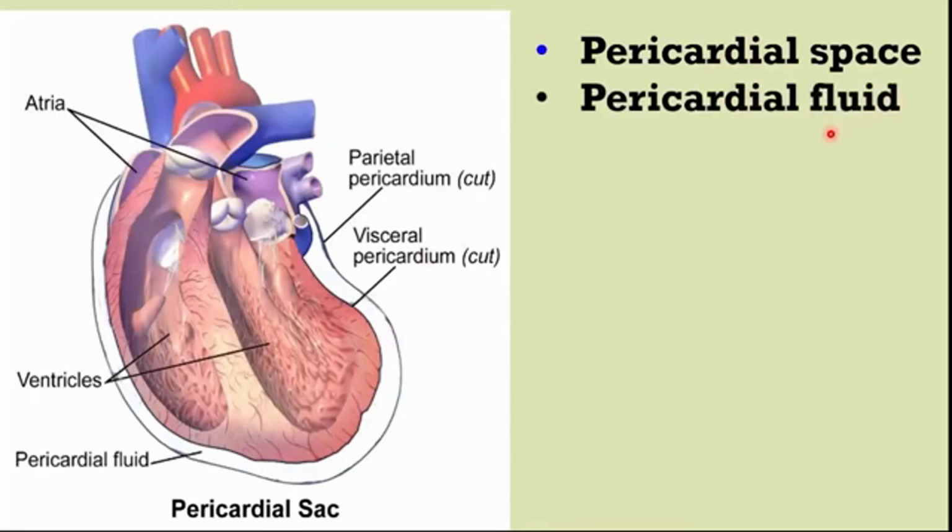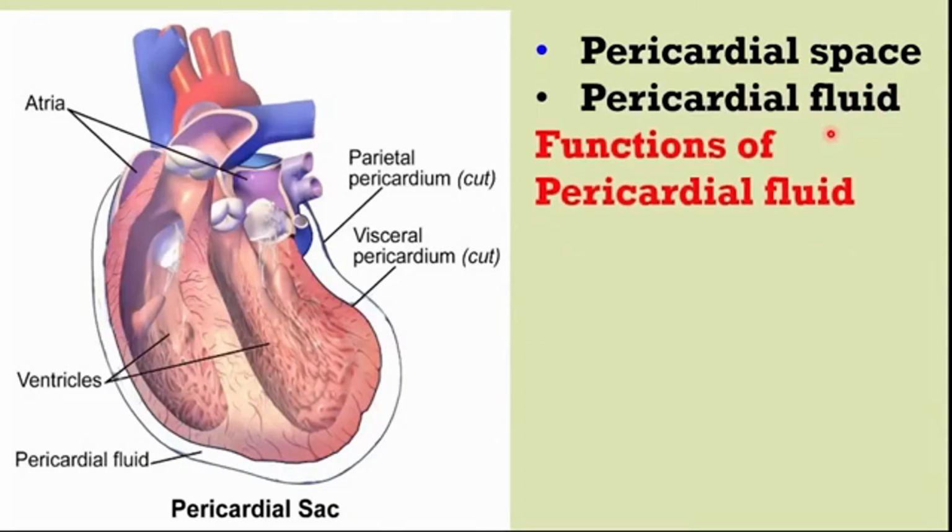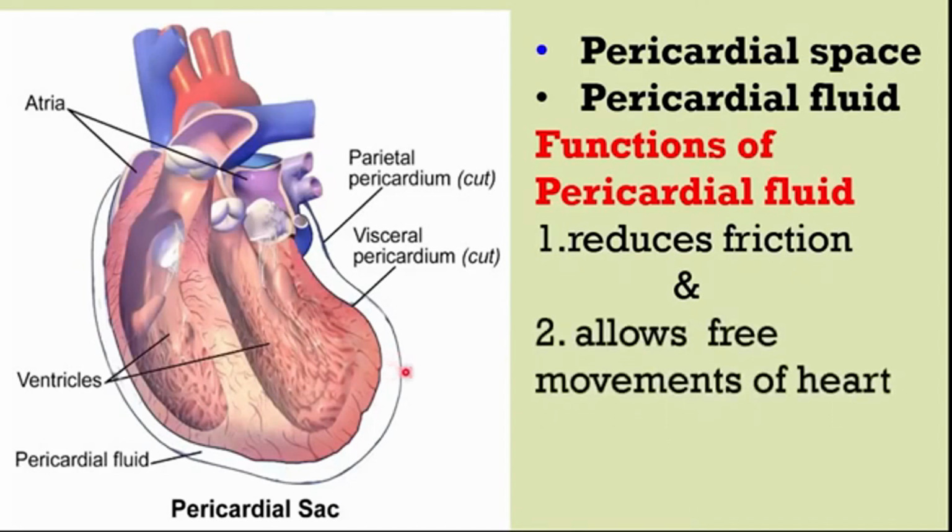This fluid performs some important functions. What are the functions of pericardial fluid? This fluid acts as lubricant and reduces the friction between the two membranes of pericardium. And it also allows the free movement of the heart during the heartbeat. This is about the pericardial layers, pericardial space and pericardial fluid and its functions.